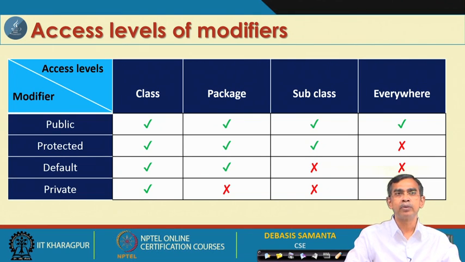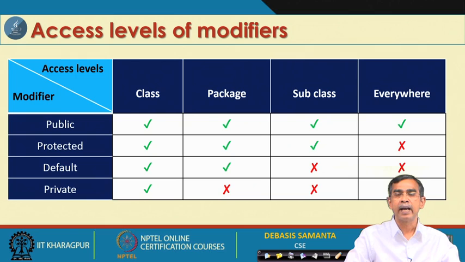Now, let us come to private. As I told you, private is the strictest access specification. A member declared as private is accessible to that class only, where that member is declared. Outside this class, that member cannot be accessed, whether it is a package, a subclass, or anywhere.